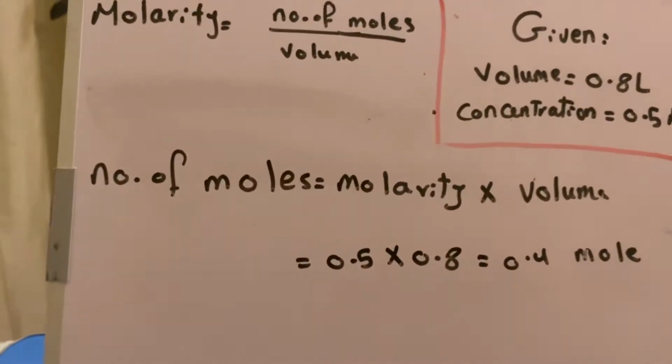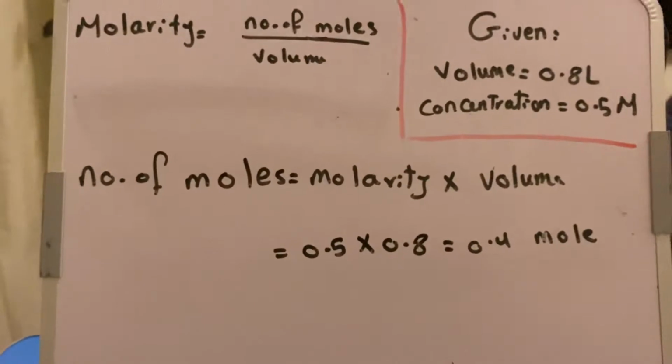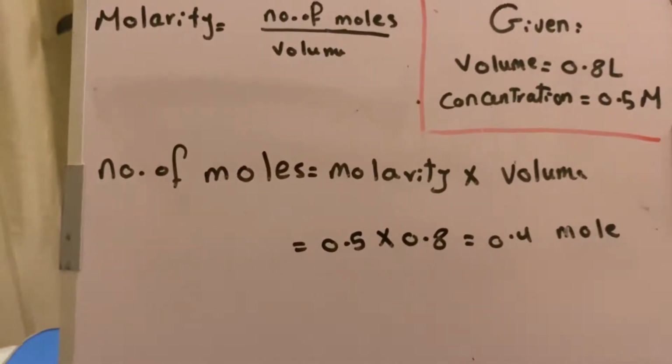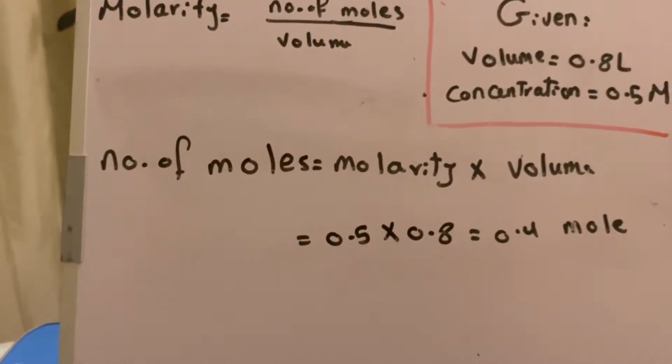It's very easy. You have to substitute only with the given numbers, and take care. If the volume is in milliliter, you have to convert it into liters by dividing. You have to divide by 1000.